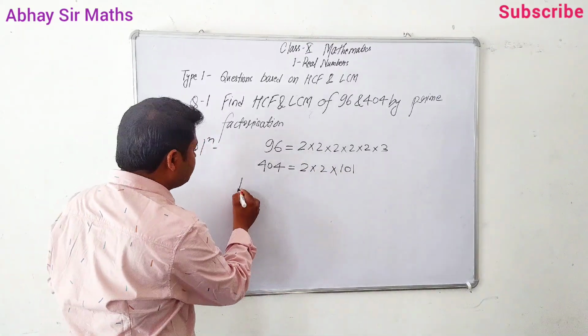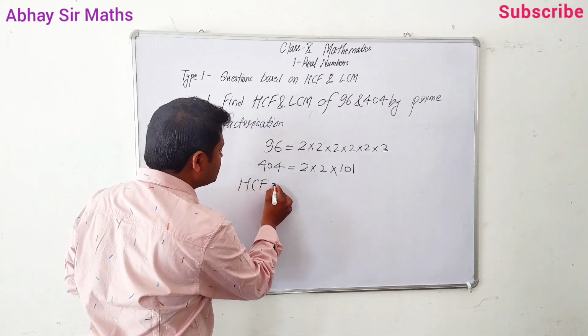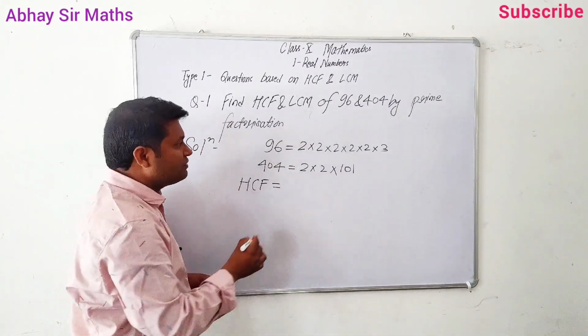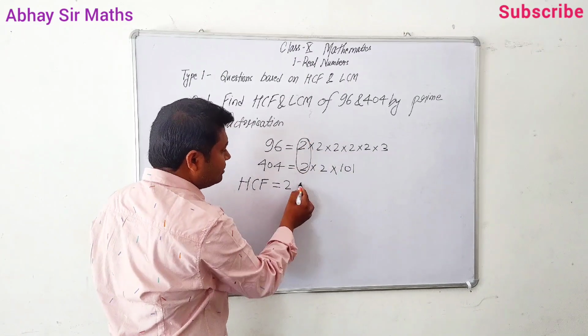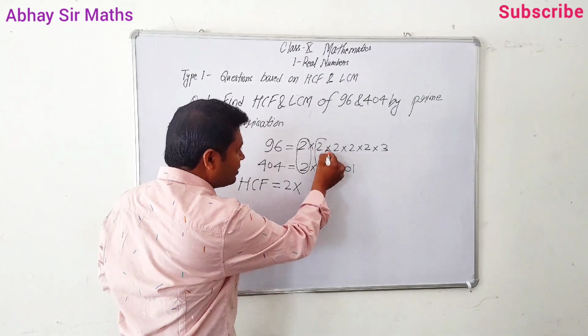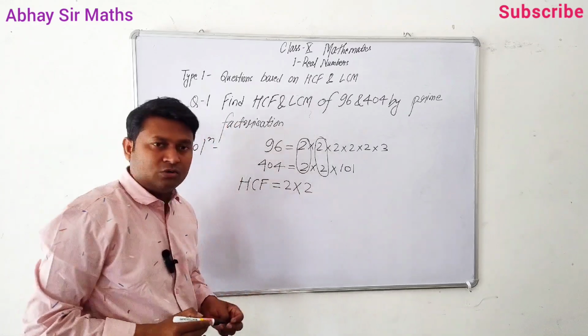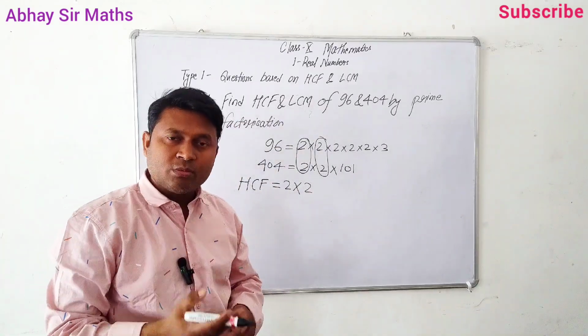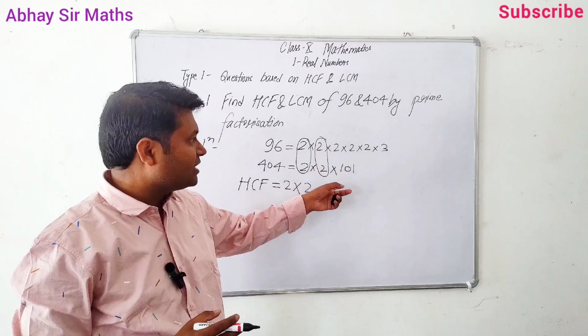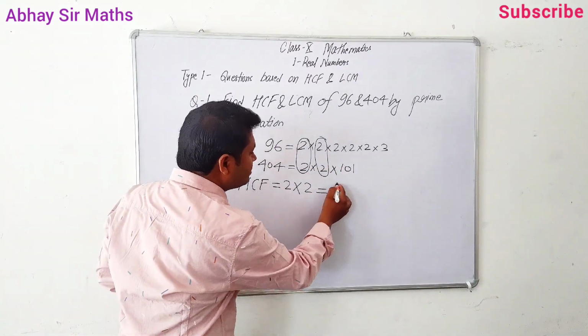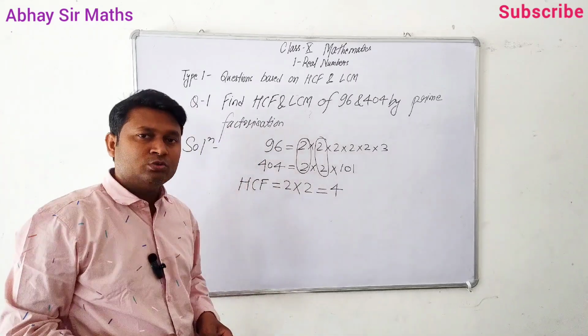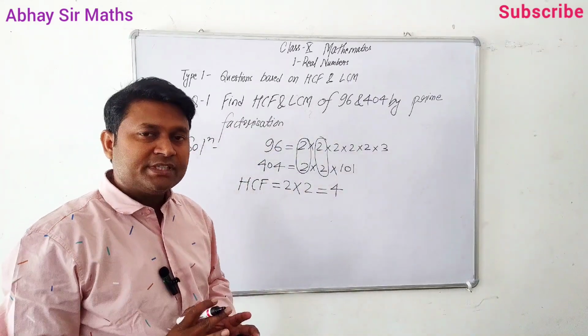Now let us see how to find HCF. HCF is the common factors, so the common factor is 2 here, and then multiplication, again the common factor is 2 here. Okay, now tell me, is there any other common factor? Do you see any other common factor? No. So the answer will be 2 multiplied by 2, and 2 into 2 is 4. So 4 is the HCF.